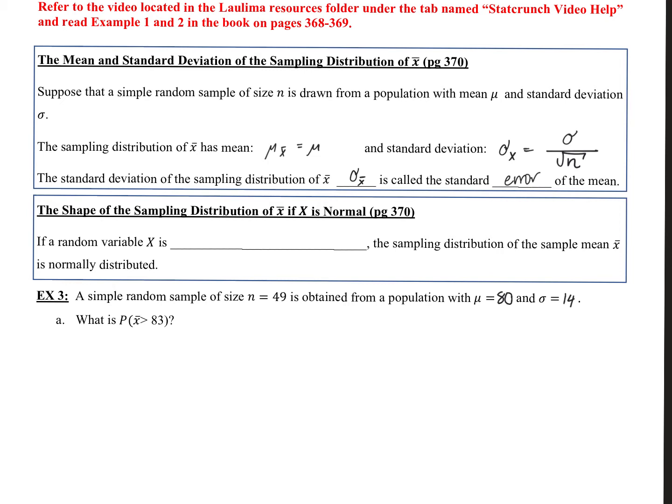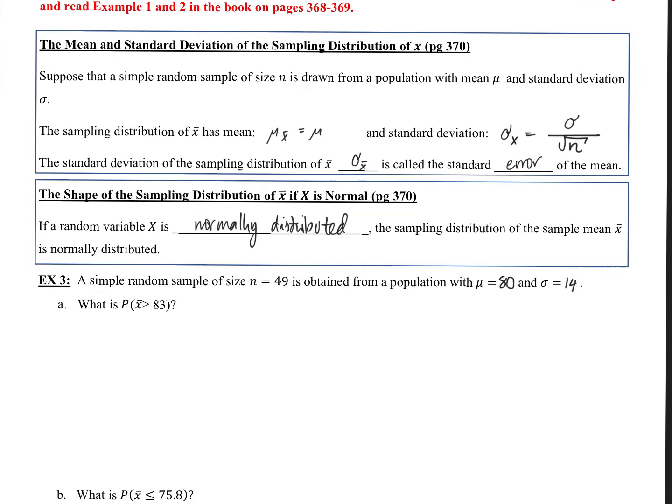Now, the shape of the sampling distribution of x bar, if x is normal. Once again, we're taking a look at when x is normal here. So if a random variable x is normally distributed, sorry, the handwriting's not coming out that nice. I have a little silencer in my pen now, so I'm not making a bunch of tapping sounds the whole video, but it is sort of screwing with my writing. Not the best. All right. So if the random variable x is normally distributed, then the sampling distribution of the sample mean x bar is going to be normally distributed.